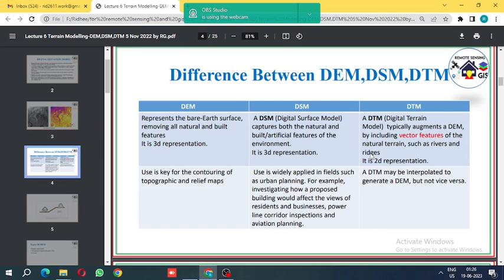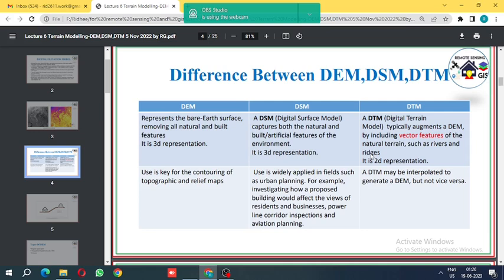Now coming to DSM, what is DSM? In case of DSM, it will represent all the natural and build-up or artificial features of the environment. Okay, this is also a 3D representation. In case of DSM model, if there's a tree, it will take the height of the tree. If there is a build-up, it will take the height of the build-up. Okay.